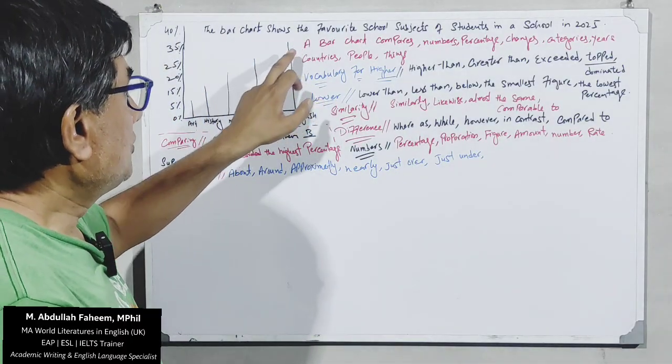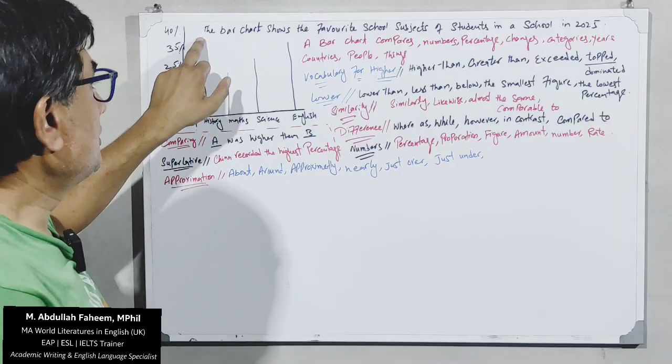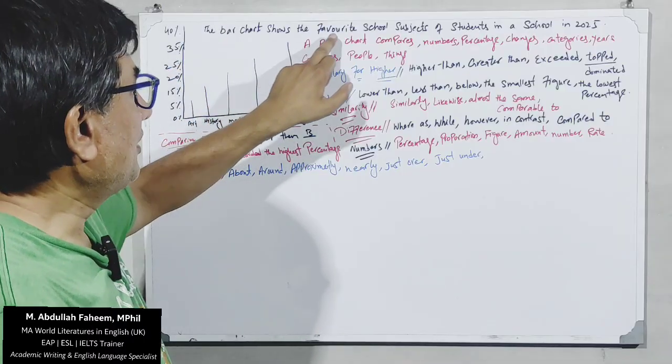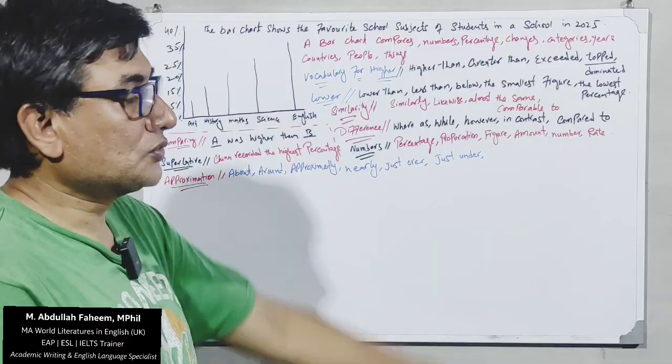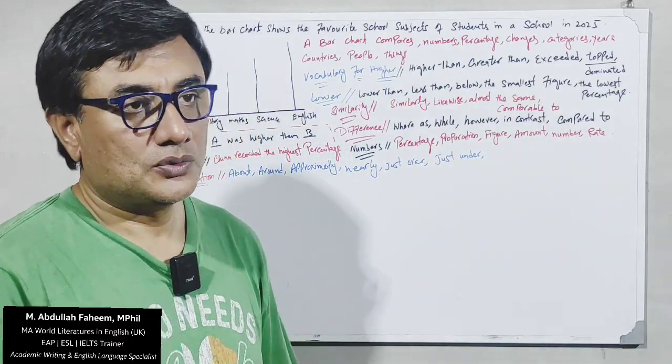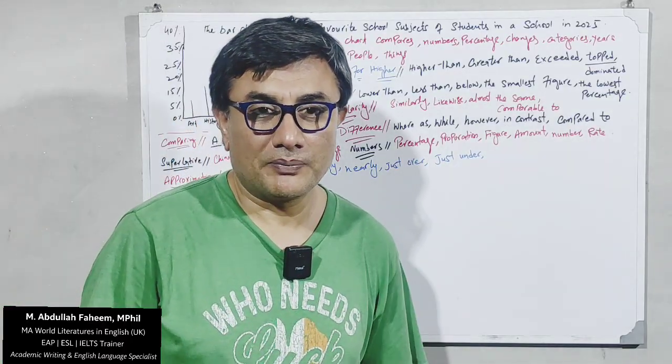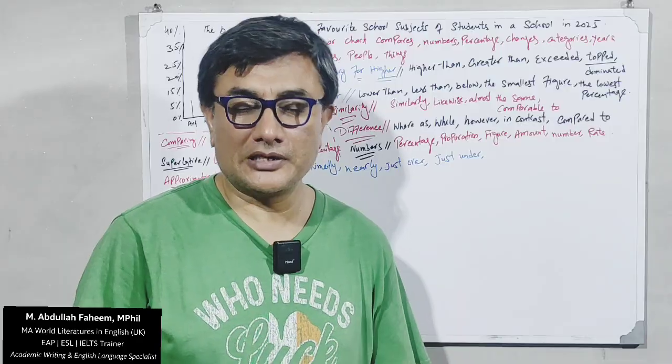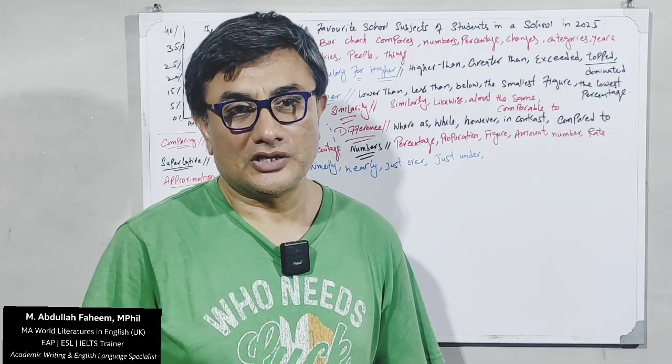A bar chart, actually, this is the heading or the question statement. The bar chart shows the favorite school subject of students in a school in 2025. यानी 2025 में जो फेवरेट सब्जेक्ट्स रहे हैं एक पर्टिकुलर स्कूल में उनके बारे में बार चार्ट है.